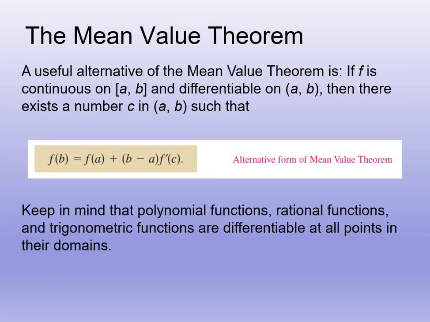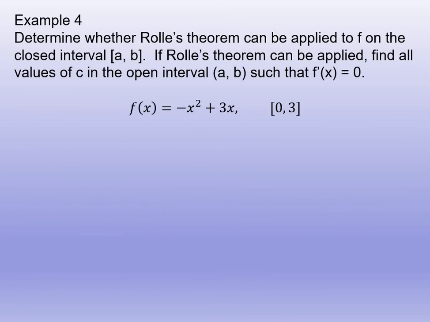Now, there's an alternate form to the mean value theorem. You might recognize this one more as a point slope type scenario. So if f is continuous on the closed interval a to b, and differentiable in the open interval a to b, then there exists a number c in a b such that f of b is equal to f of a plus b minus a times f prime of c. So just remember, polynomial functions and trig functions are all differentiable on their open intervals.